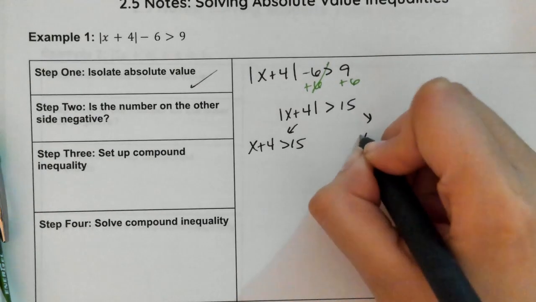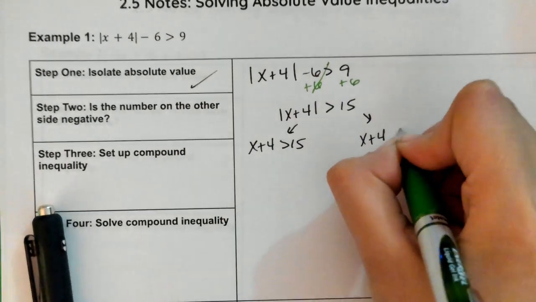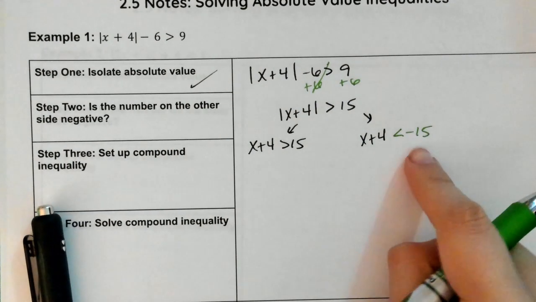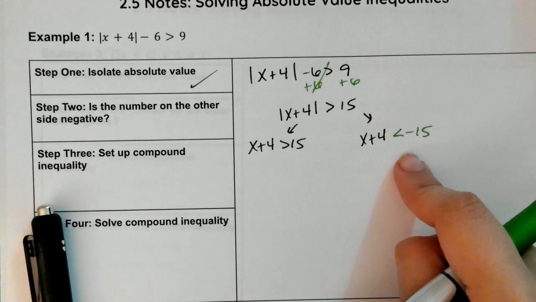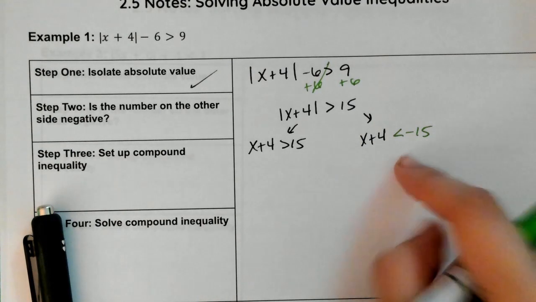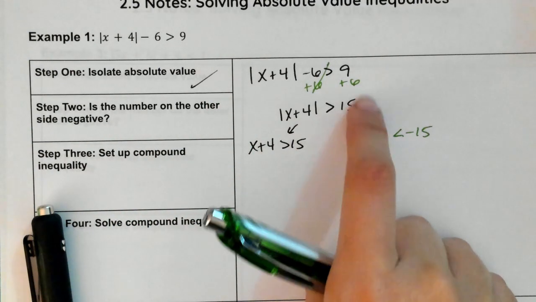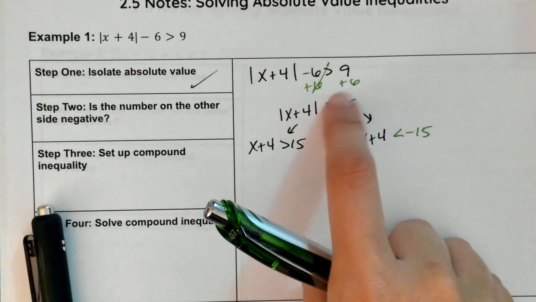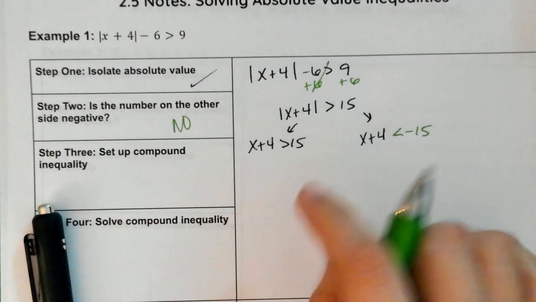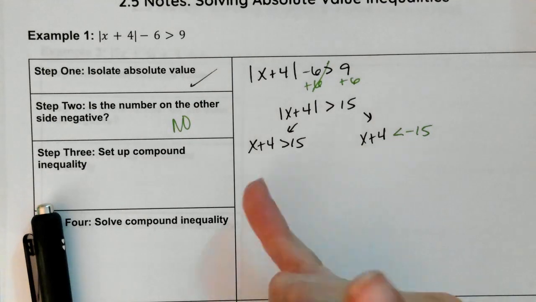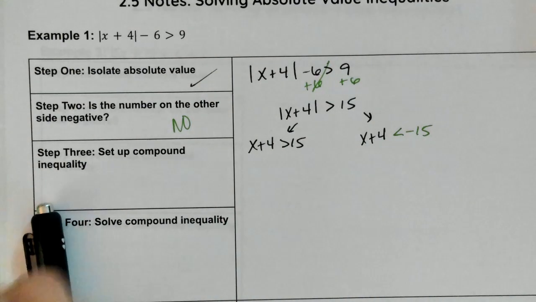And x plus 4. Now this time, when I write my negative case, not only do I write the number or my answer as a negative, but I also have to flip the inequality symbol. So be careful. Now I kind of skipped step 2, is the number on the other side negative. Before you separate, you have to look at your answer. Is it negative? In this case, no. So you can go into step 3, which is what I did, set up your compound inequality, which just means make your positive and negative case. And from here, just solve like normal.